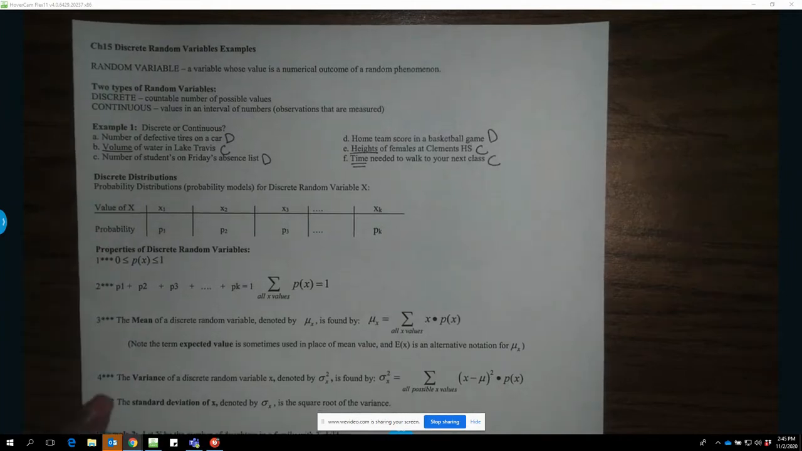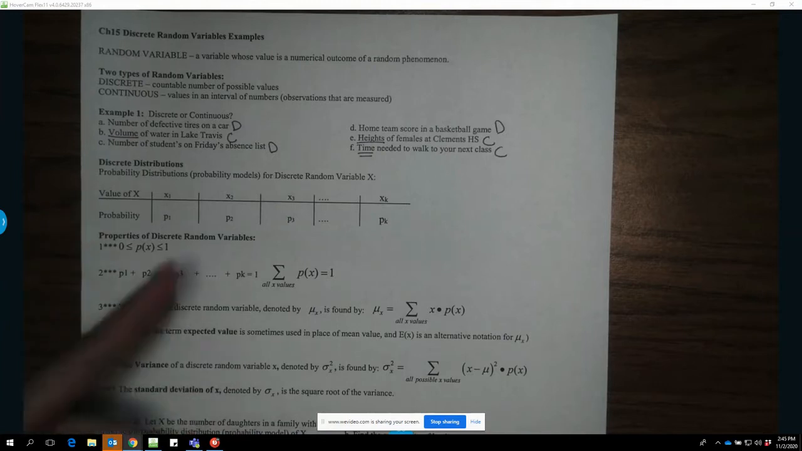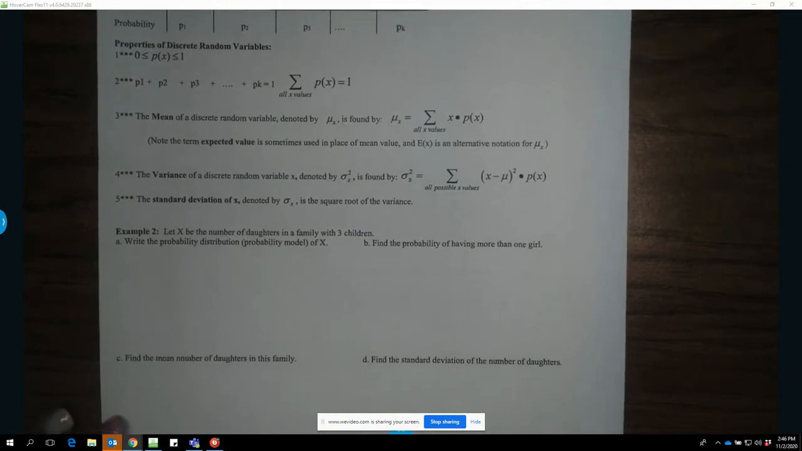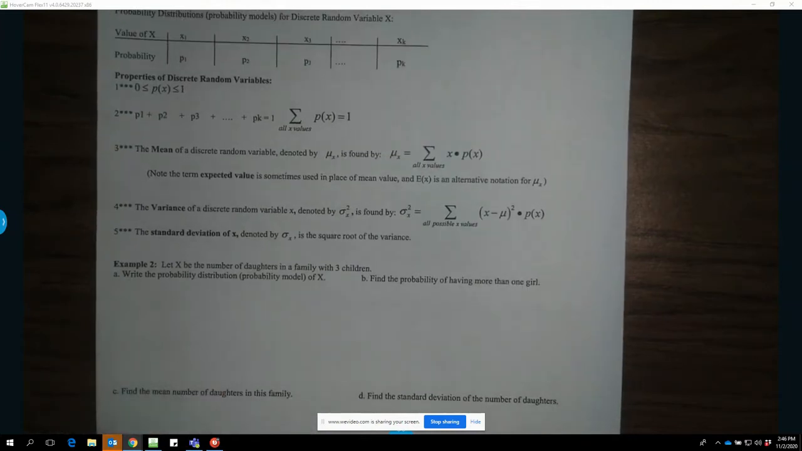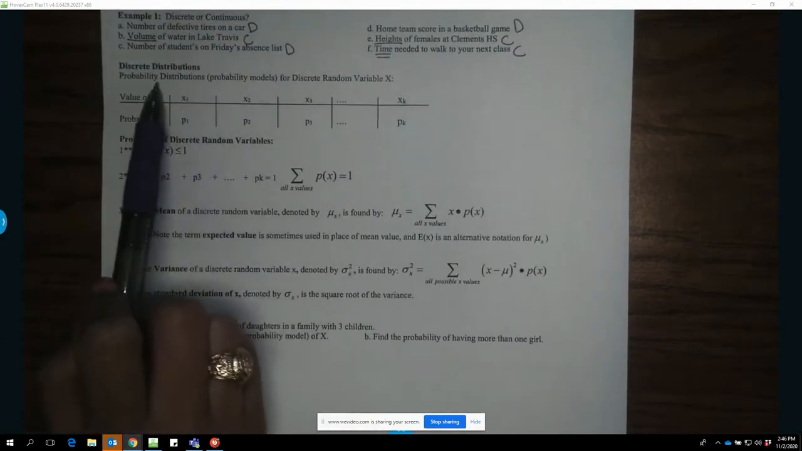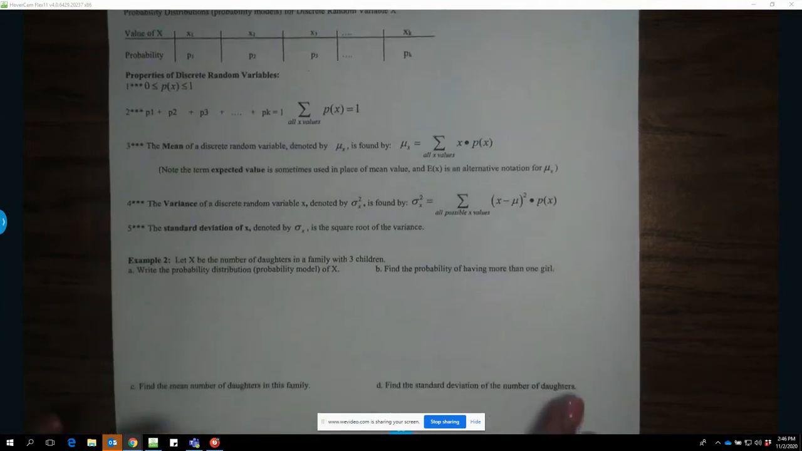Now, here's a lot of information you just need to know, a bunch of formulas, and we'll go through this in the examples. So here's the first real example on Chapter 15. Example 2. Let X be the number of daughters in a family with 3 children. Letter A. Create a probability distribution, or in other words, also called a probability model for X. So we're going to make a probability distribution, a model, as a table. So we're going to do that on example 2.